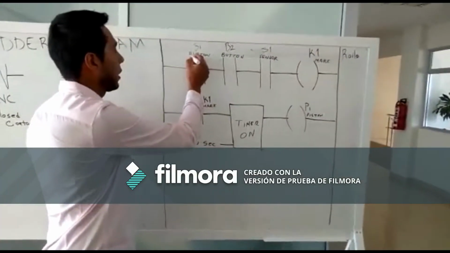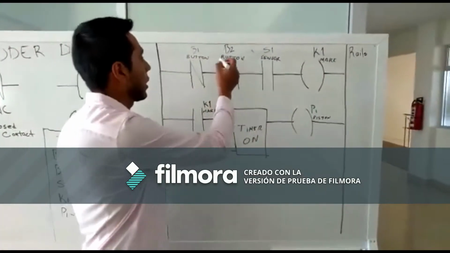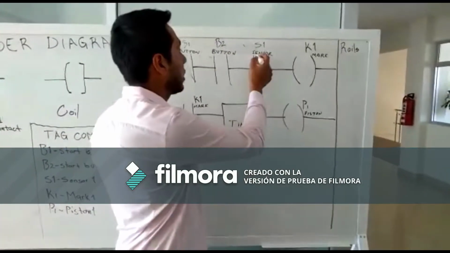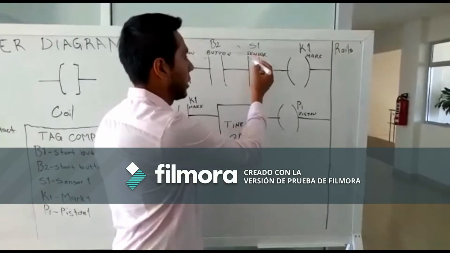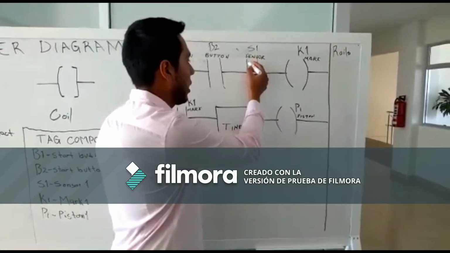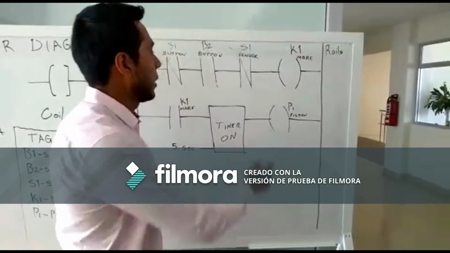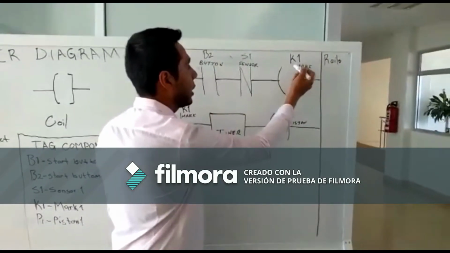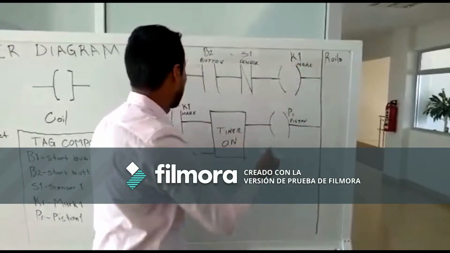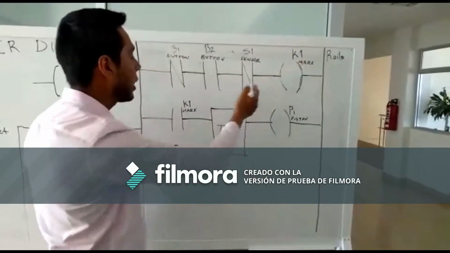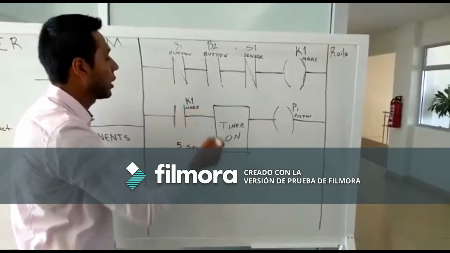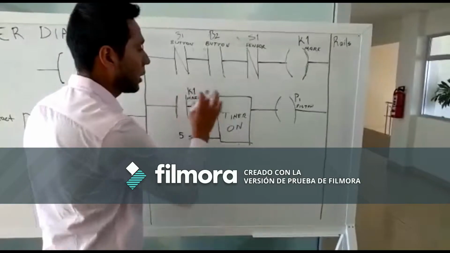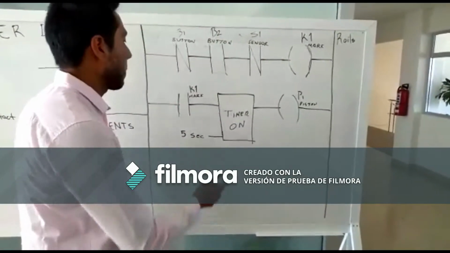If button 1 is pressed, button 2 is pressed, and this sensor has sensed the object, these two buttons and this sensor will activate this mark, and this mark is related with this open contact. After 5 seconds, these three are pressed.